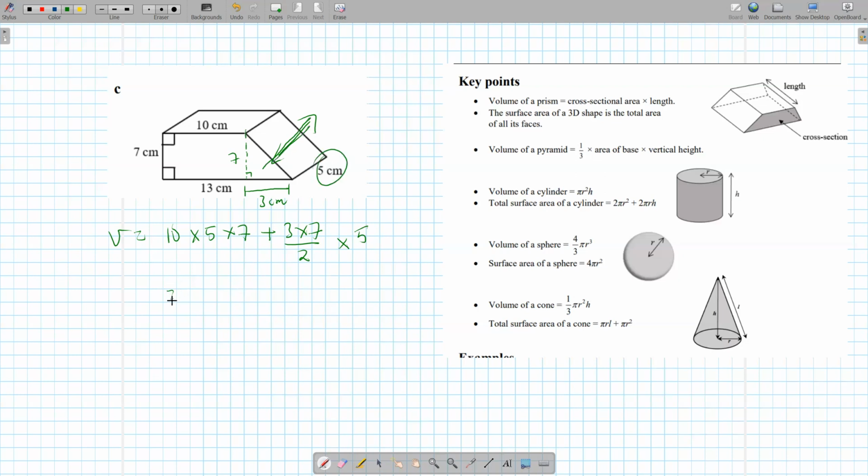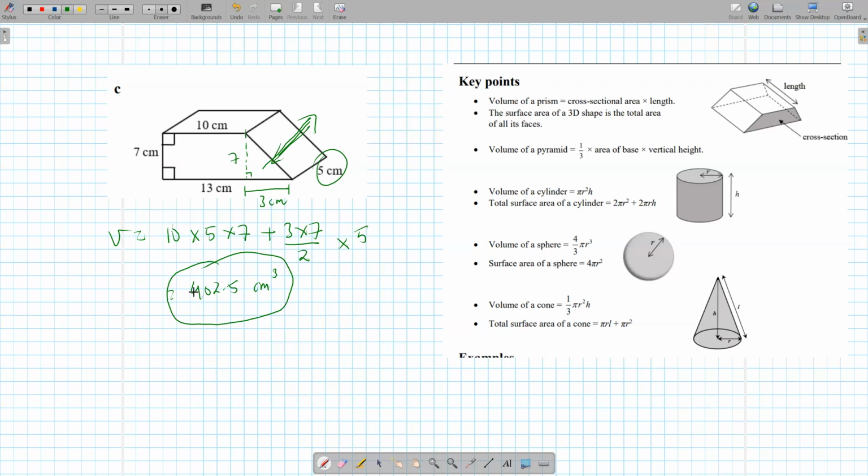And then we just want to plug that in the calculator. 10 times 5 times 7 plus 21 times 5 divided by 2. So the answer is 402.5 cm cubed. Cool.